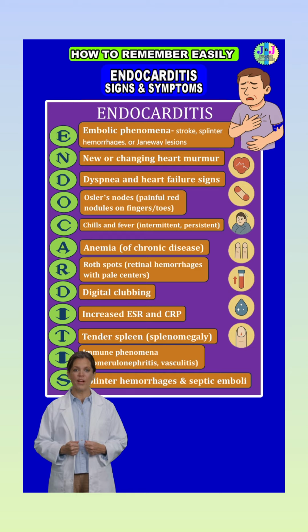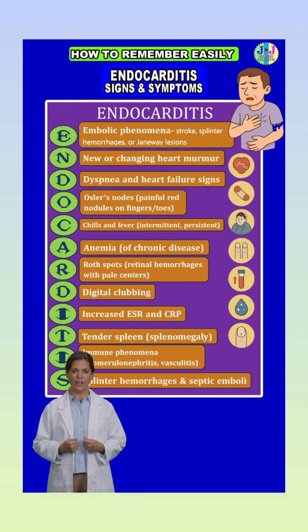O reminds us of Osler's nodes, which are painful red nodules found on the fingers or toes, a classic immune response finding. C stands for chills and fever, often intermittent but persistent, due to continuous infection in the bloodstream. A is for anemia of chronic disease, caused by long-term inflammation and destruction of red blood cells.